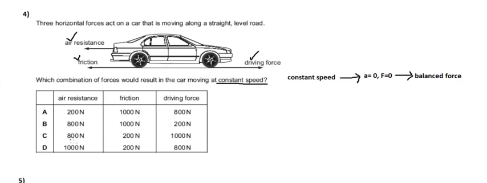Option number C: the air resistance is 800 Newton, friction is 200, so the total is 1000, and the driving force is also 1000. So we can say they are equal in magnitude and opposite in direction. That's why we get the balanced force situation, which means acceleration is 0 and speed can be constant. So option number C is the answer. In option D, air resistance is 1000 and friction is 200, so the total is 1200, and the driving force is only 800. So this is also not possible. They are not equal and opposite. So option number C is the only correct option.